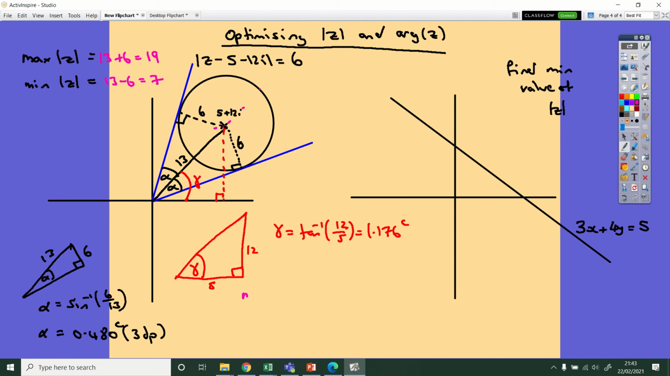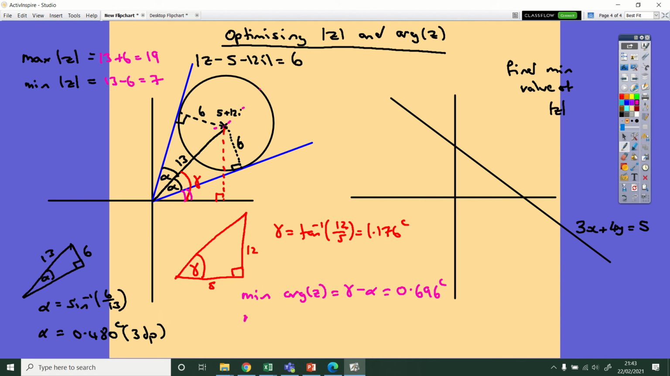So the minimum value of arg z, well, that's the angle that I turn through to get to this first line here. So that's going to be this angle down there. And that's going to be gamma minus alpha. Okay, gamma minus alpha is going to be 0.696 radians, if you subtract these two.